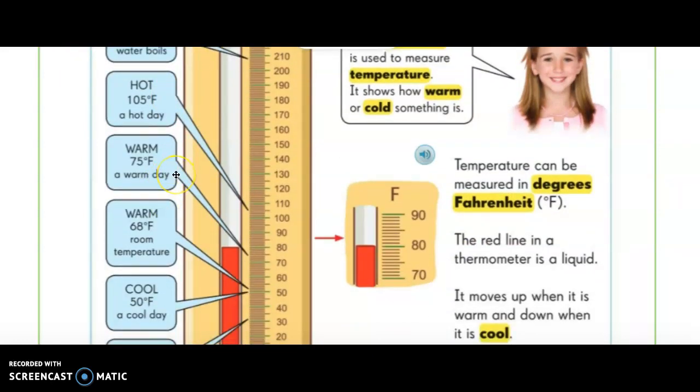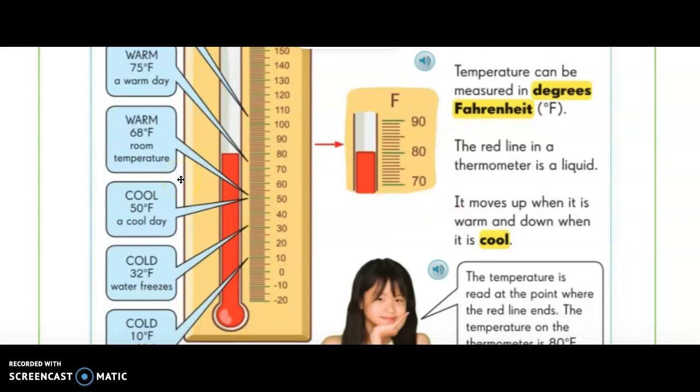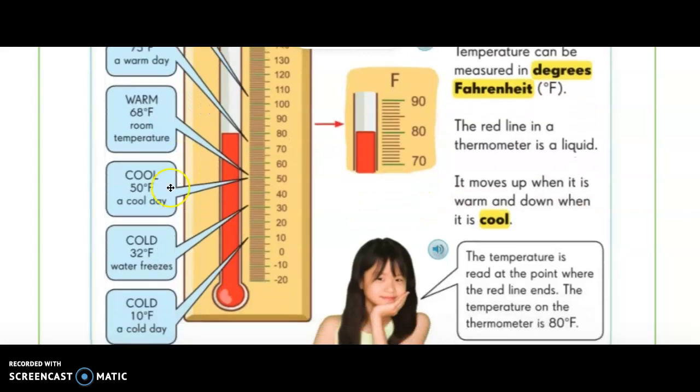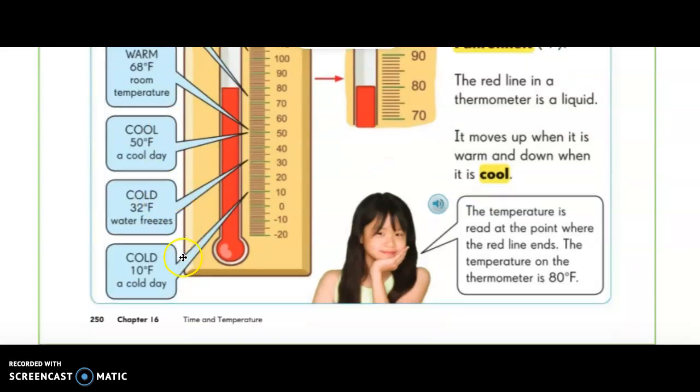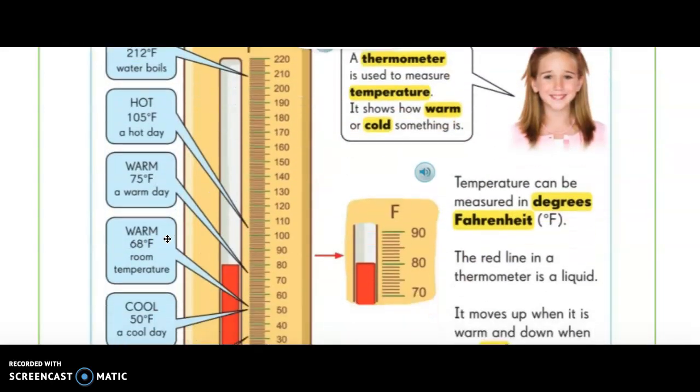75 degrees Fahrenheit is a warm day. 68 degrees Fahrenheit is around room temperature. That's a pretty warm temp. Cool is 50 degrees Fahrenheit. Cold is once you get to 32 degrees, that's when water freezes. And then 10 degrees Fahrenheit is a really cold day.